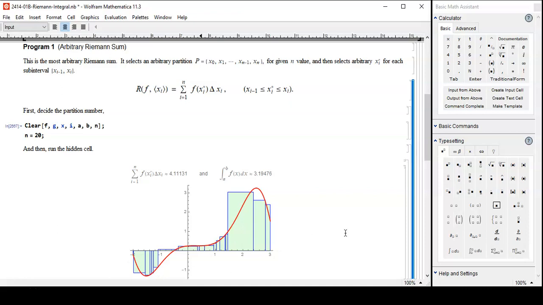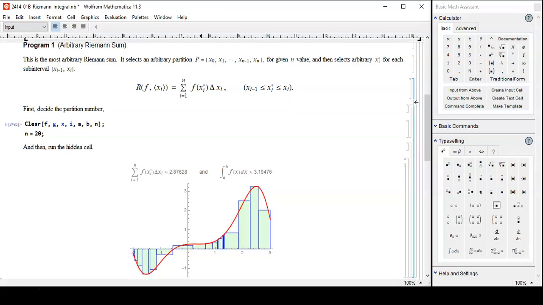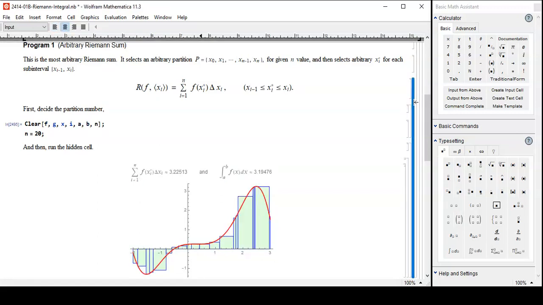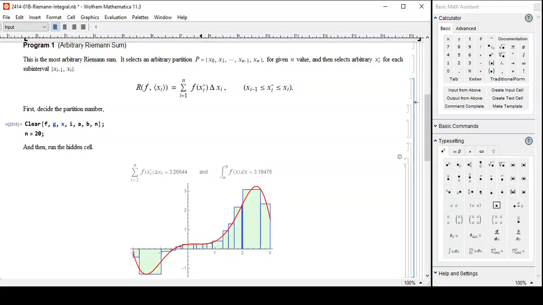And then because of all these randomness, we have really wild rectangles here and a terrible approximation. Especially look at these fat rectangles. Terrible approximation. And the Riemann sum here is very different from the definite integral value. That's because of the randomness. And then, of course, if I run it again, I get wildly different rectangles and then wildly different Riemann sum values.